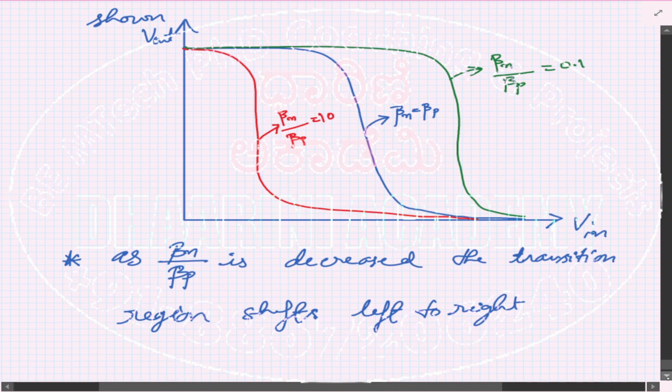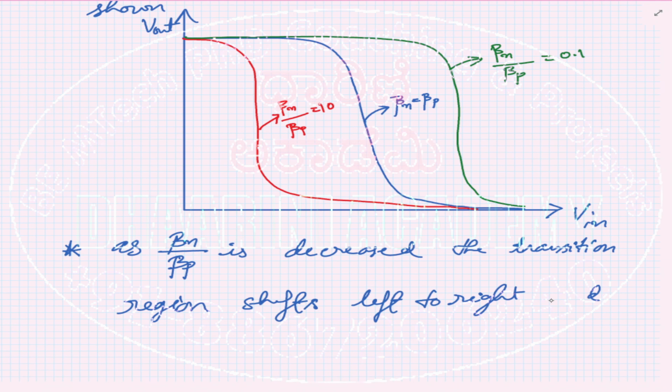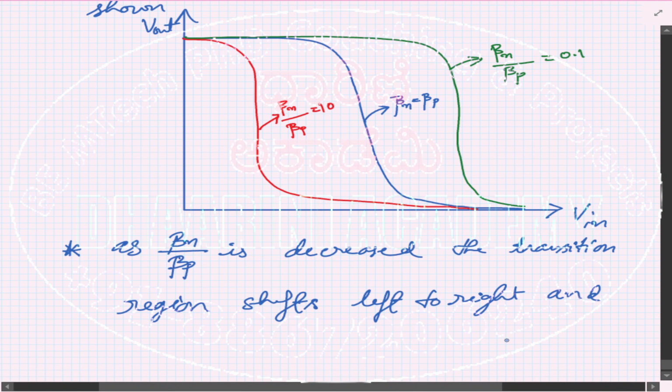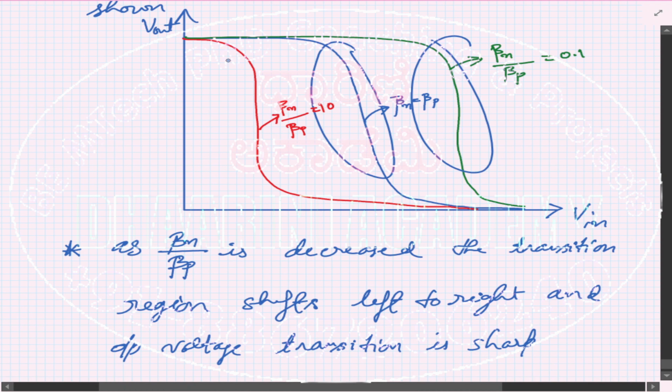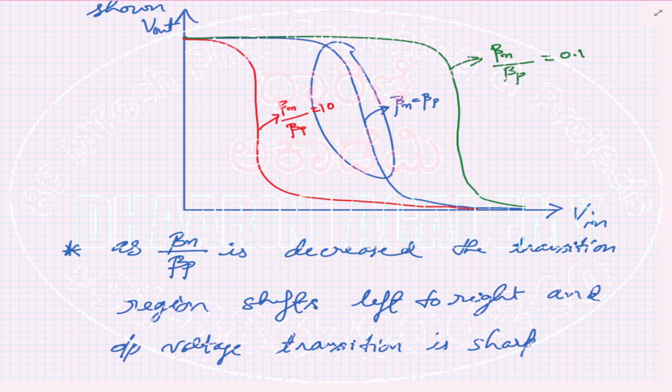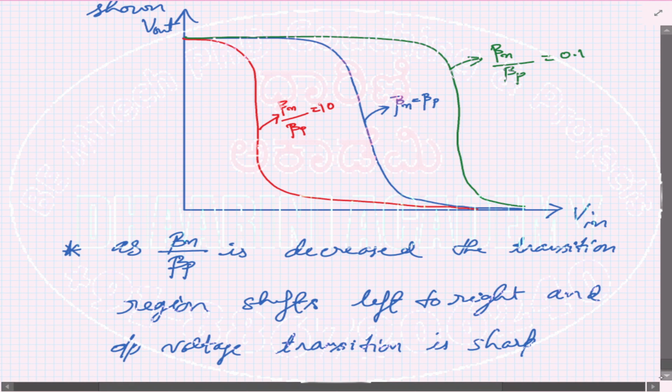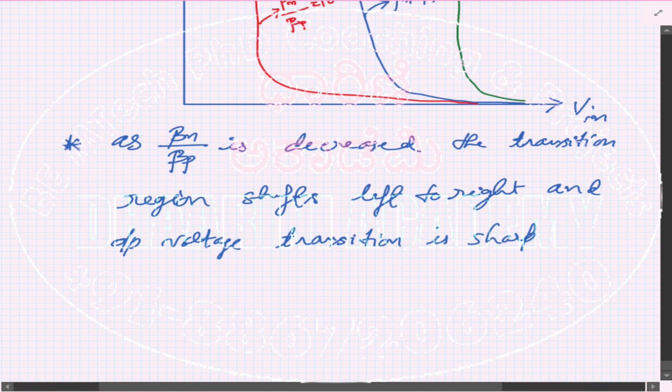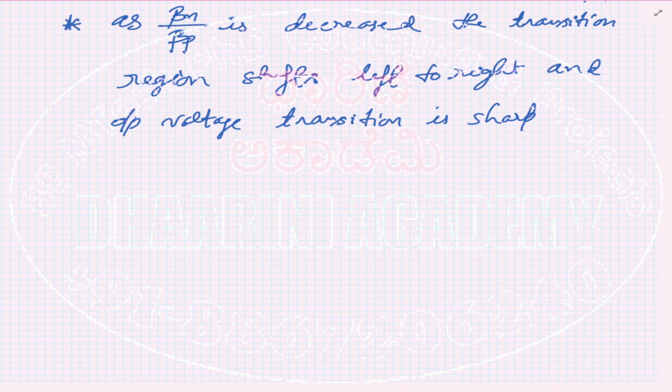And the output voltage transition is sharp. It's the same thing. The sharpness is still the same. You see here, here, and here, irrespective of where the transition happens, it still remains the same. But normally what we expect is that the beta ratio of both the transistors should match. Beta n by beta p should remain the same. This is what we expect.